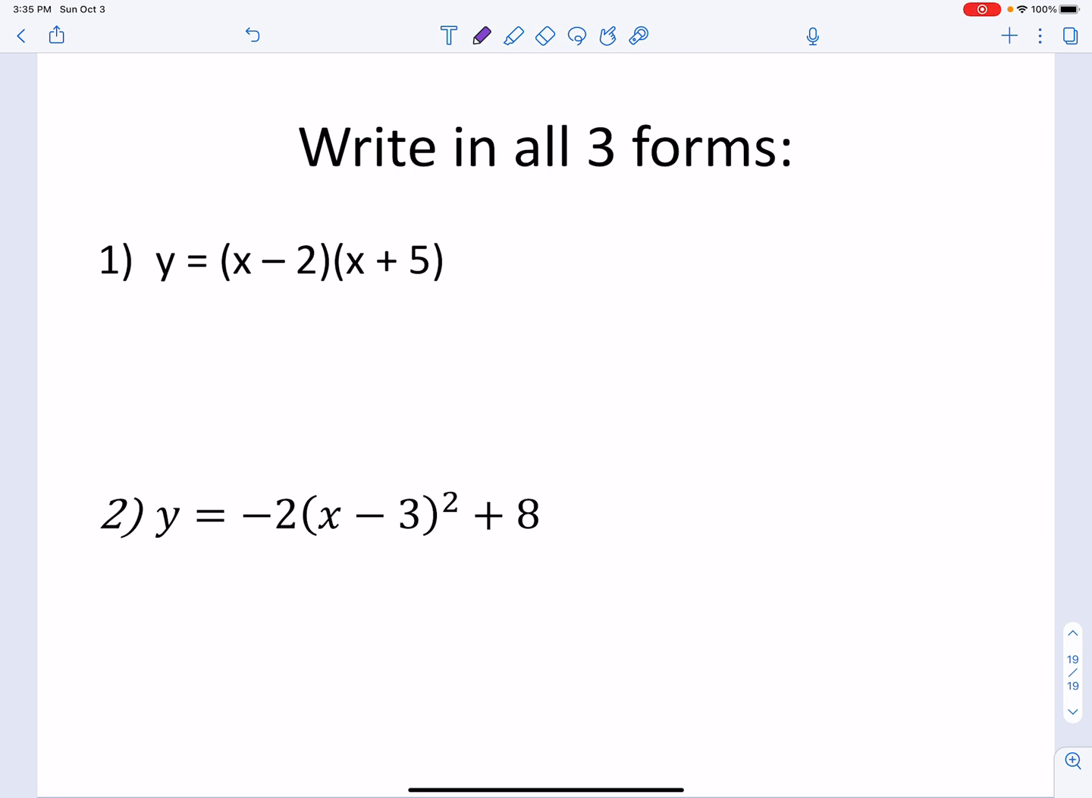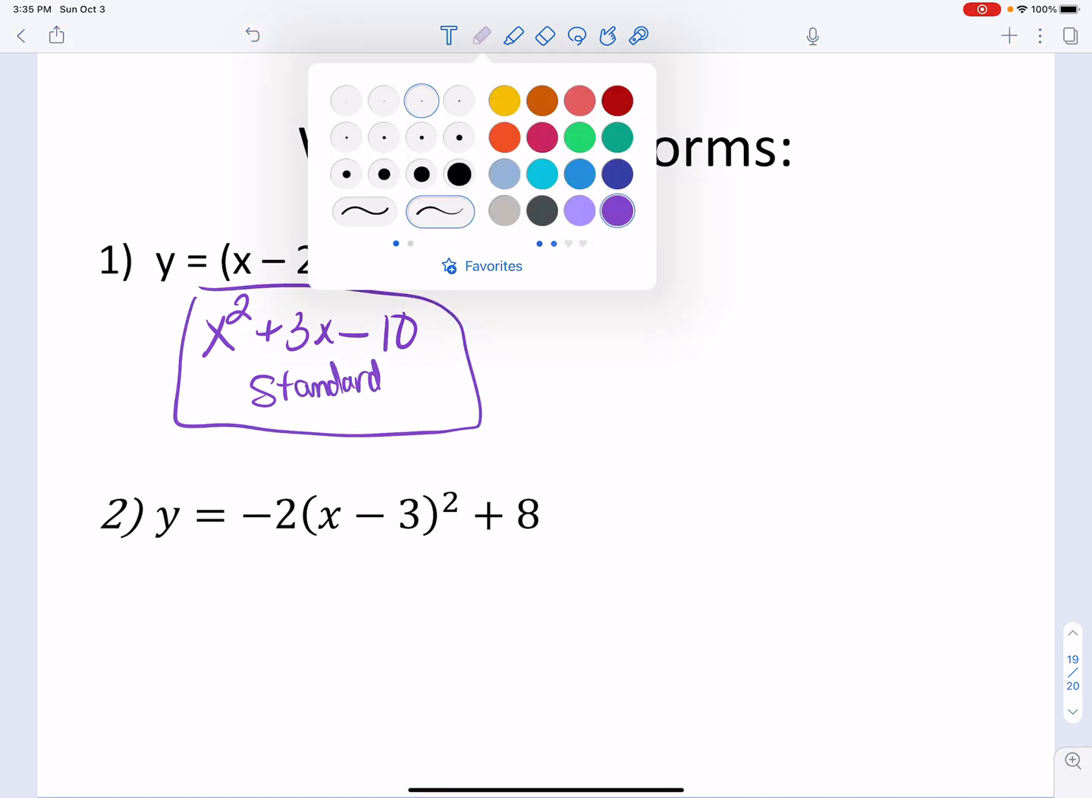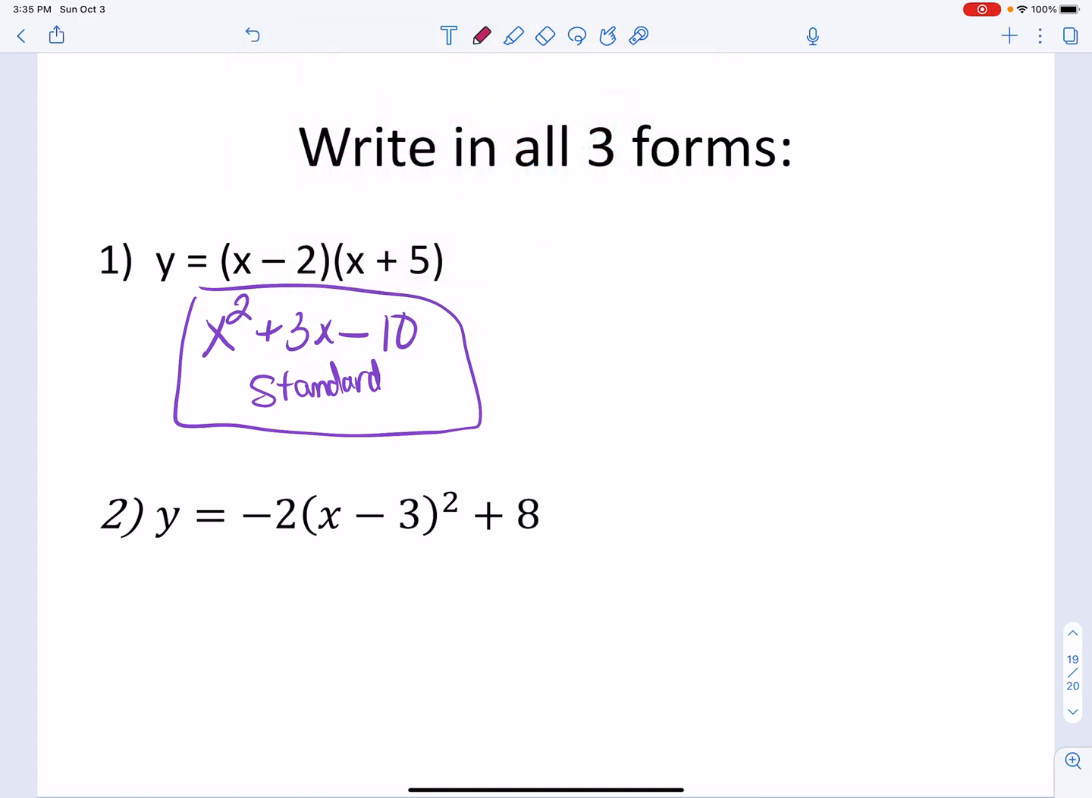So on the first one, that is in factored form. So you can easily write it in standard form. You would have x squared plus 5x minus 2x, so that'd be plus 3x minus 10. This is in standard form. Okay, and you have to know the names of them and put them in the correct places.